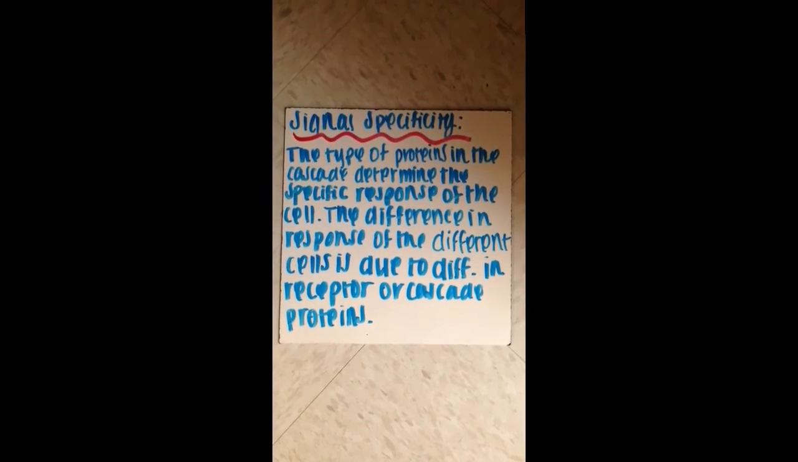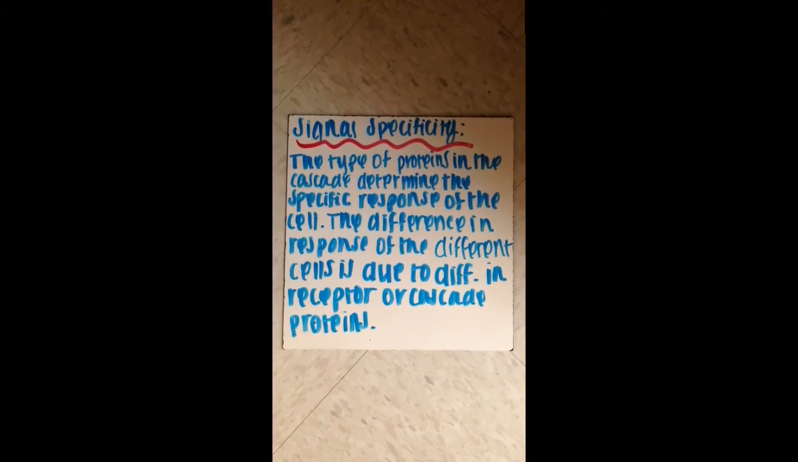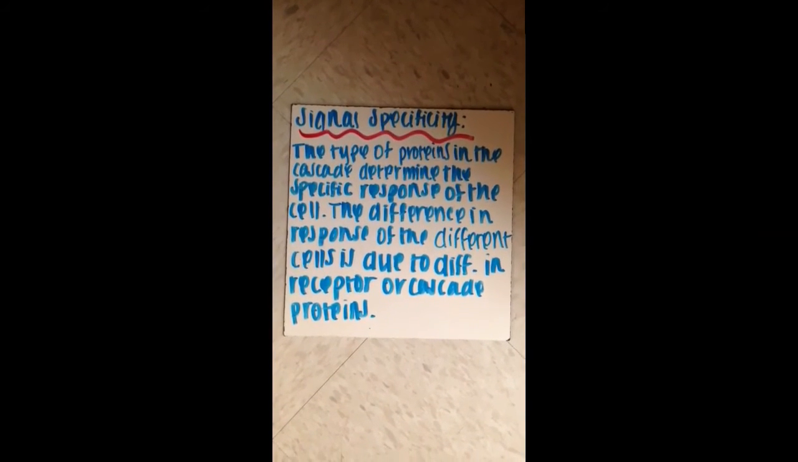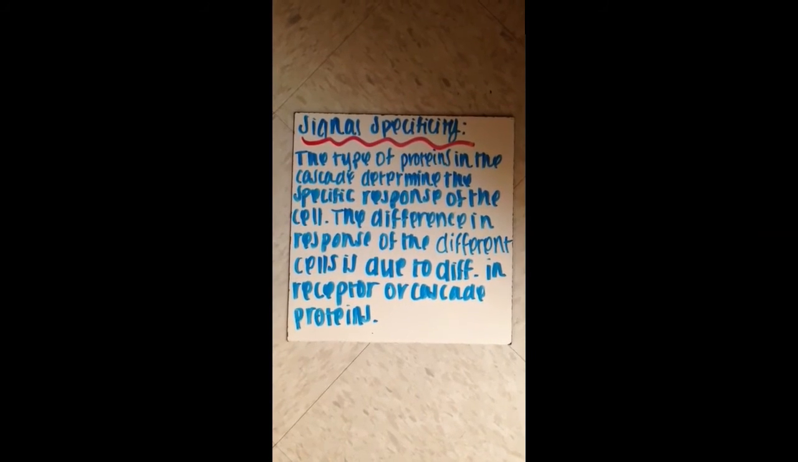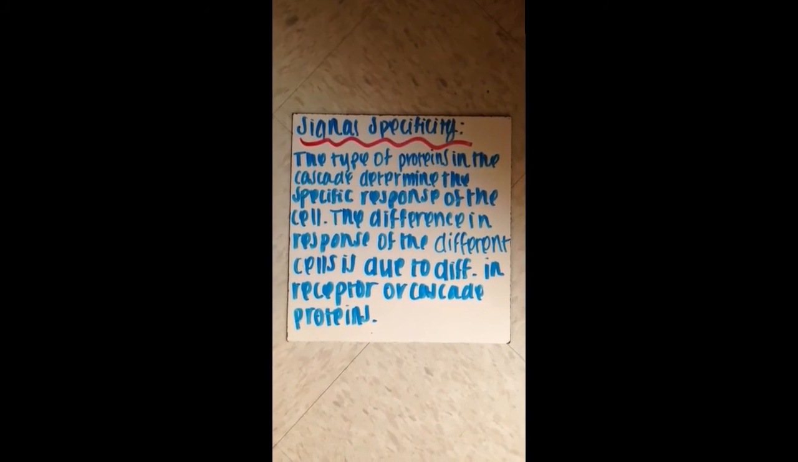Signal specificity. The type of proteins in the cascade determines the specific response of the cell. The difference in response of the different cells is due to differences in receptor or cascade proteins.